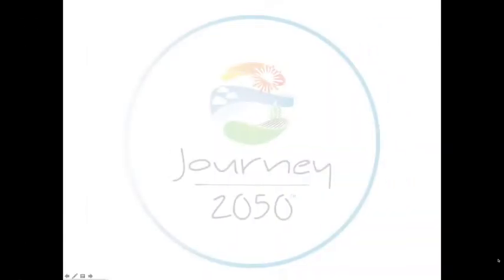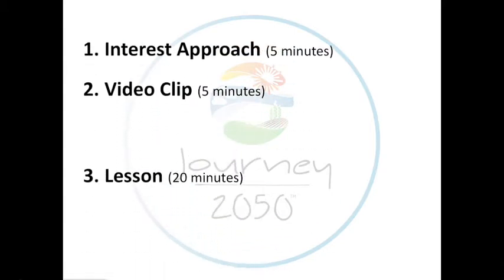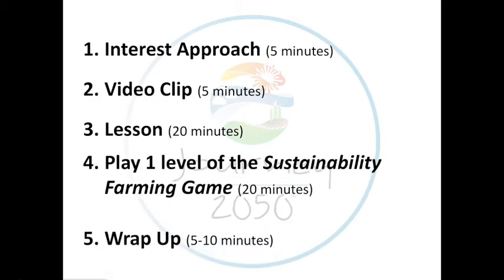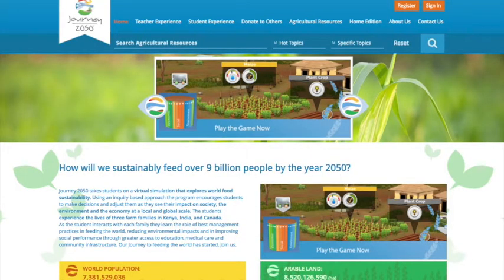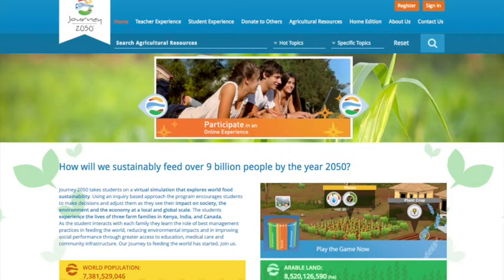Here's what you'll want to know about the format of the Journey 2050 lessons. First is an interest approach, second is a video clip, third is the lesson, fourth is to play one level of the farming game, and last is the wrap-up. Once you have reviewed the lesson plan, the last thing you need to do to prepare for class is to prepare for your students to play the interactive game.